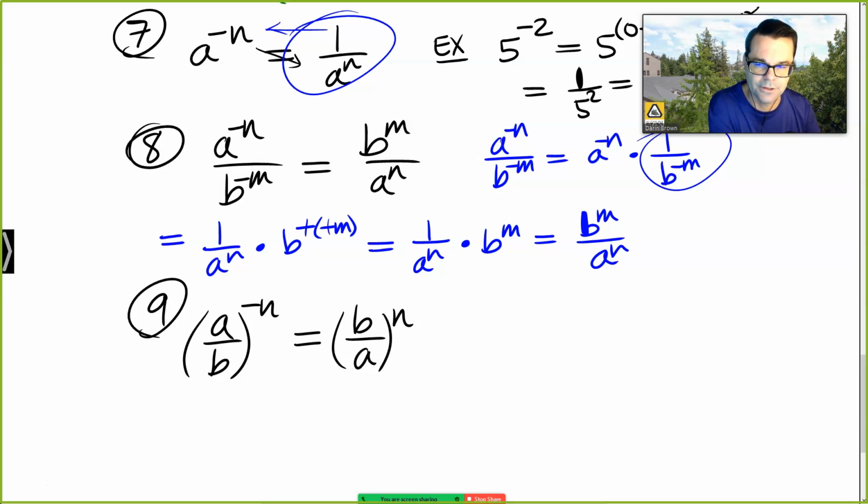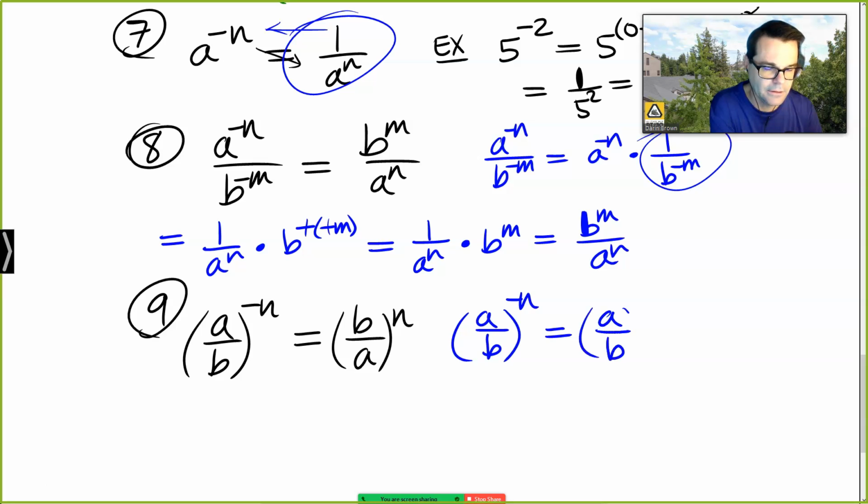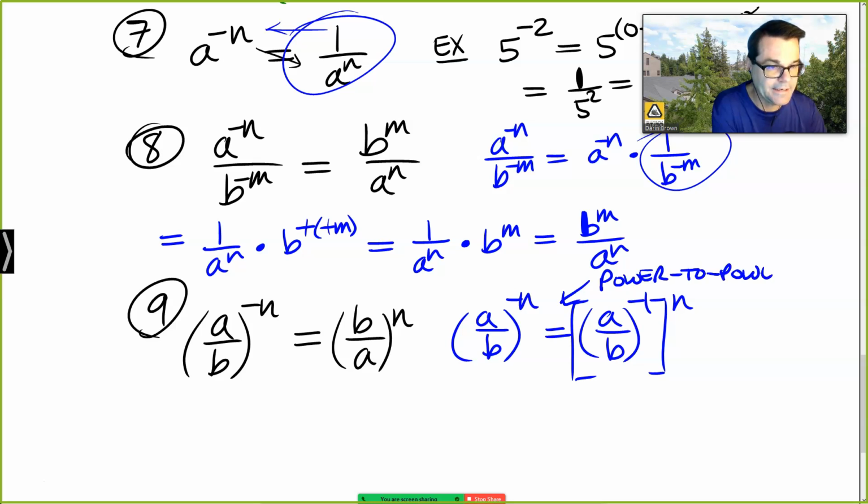But there's an even nicer way here. Notice that a over b to the negative n is equal to a over b to the negative 1, all raised to the positive n. So this is power to a power. Since negative n is negative 1 times positive n, I can take a over b, raise it to the negative 1 power, and then raise that power to the n.